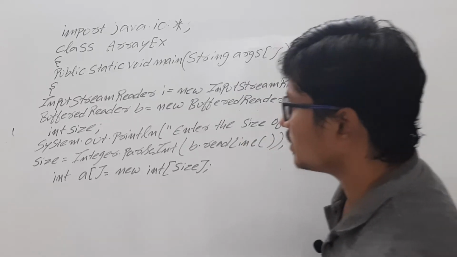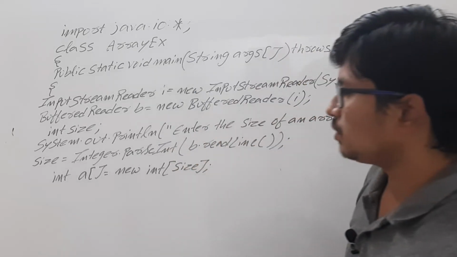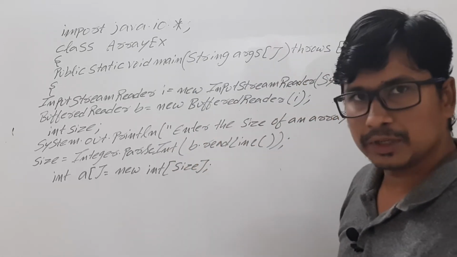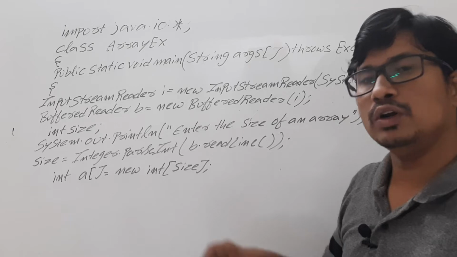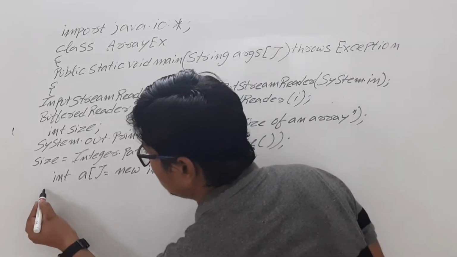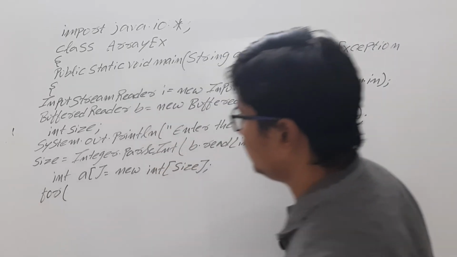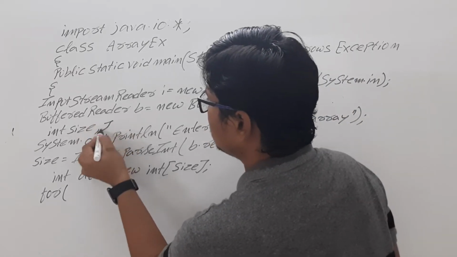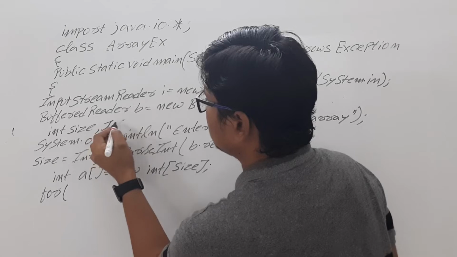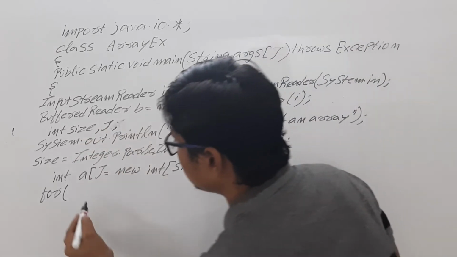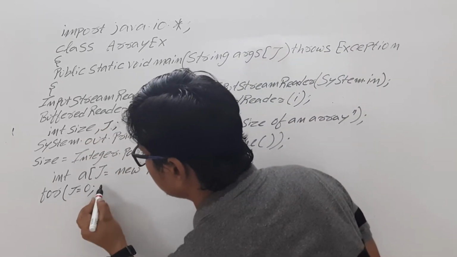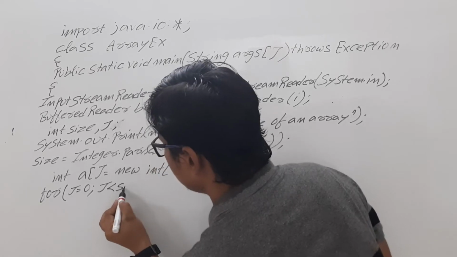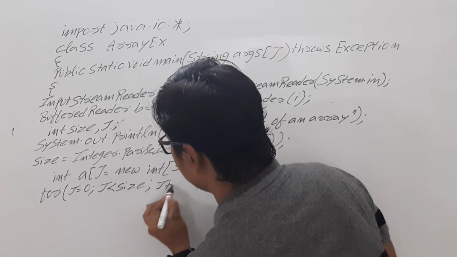Once I have done that, what I need to do is read the values from the user and store them in the array. So look here, I will write for, and I will declare a j variable. Then I will write j is equal to 0, j less than size, then j plus plus.